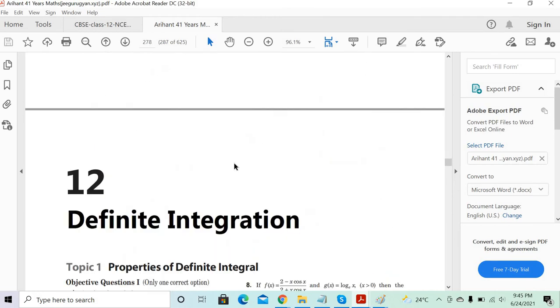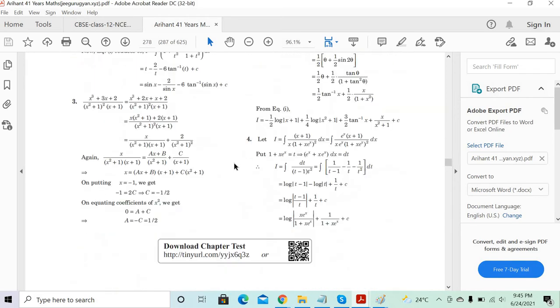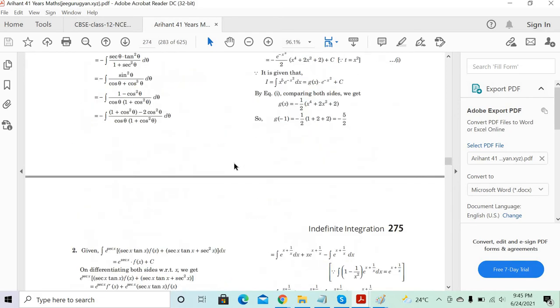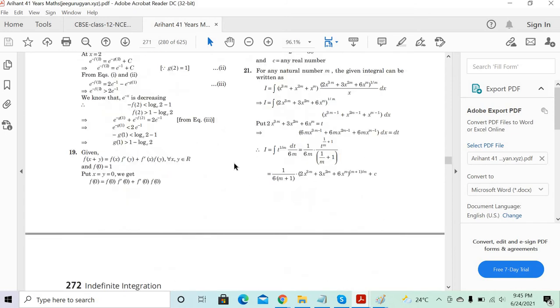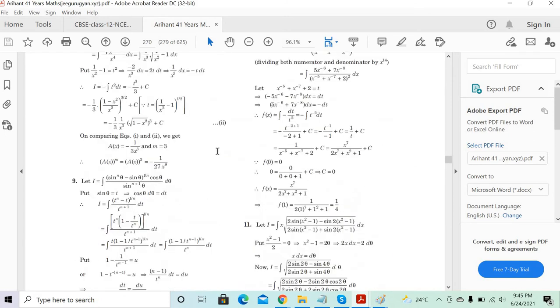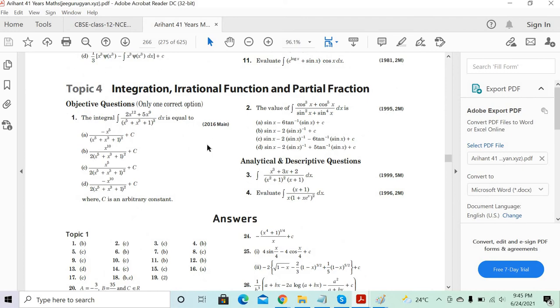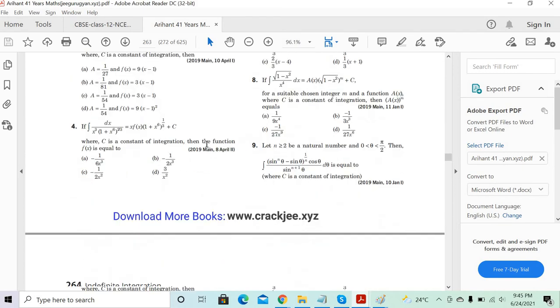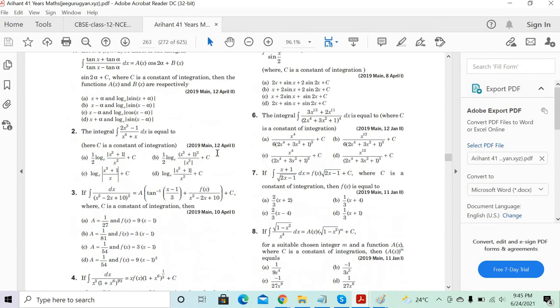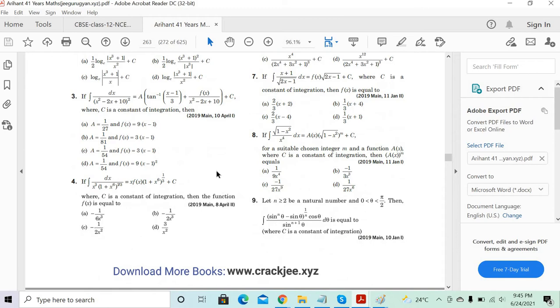Or definite integration, common. Both you can try it out. Chapter by chapter is nice. It will be really good for you. Even if you do the selective part, every day 1 hour should be fine for you. Yes, sir.